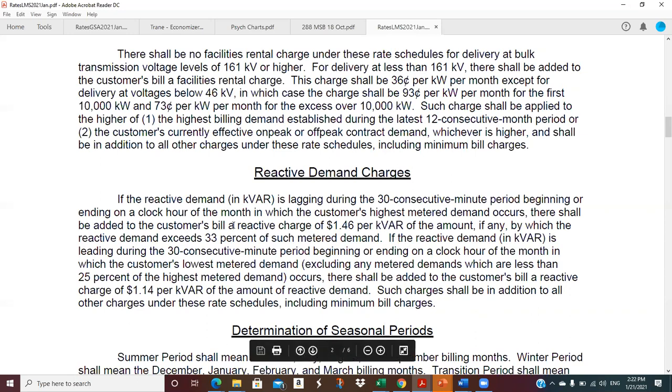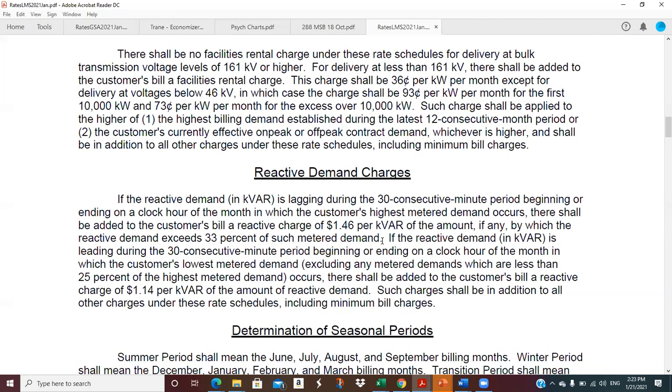So if the reactive demand, whatever the kVAR that you use that month, is lagging, which most of the time it is, at least during the peaks, during the 30 consecutive minute period beginning or ending on a clock hour of the month in which the customer's highest metered demand occurs. So see, they're chaining this one to the highest metered demand. There shall be added to the customer's bill a reactive charge of $1.46 a kVAR in the amount, if any, by which the reactive demand exceeds 33% of the metered demand.